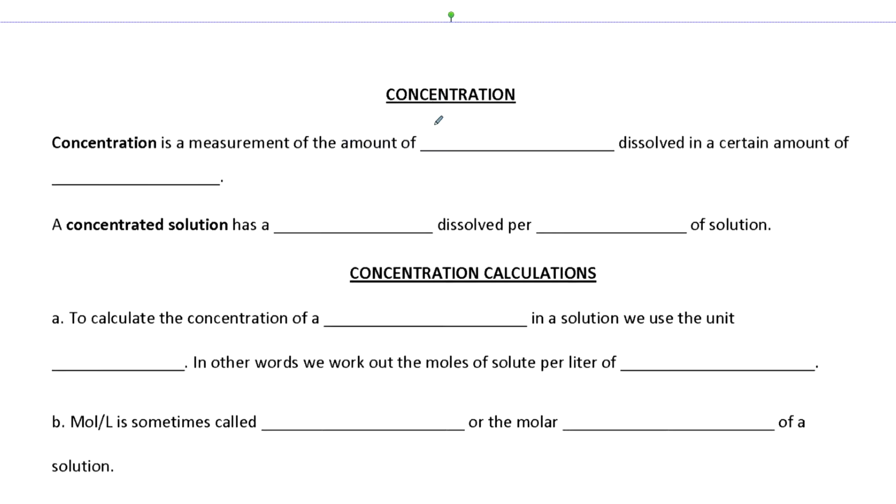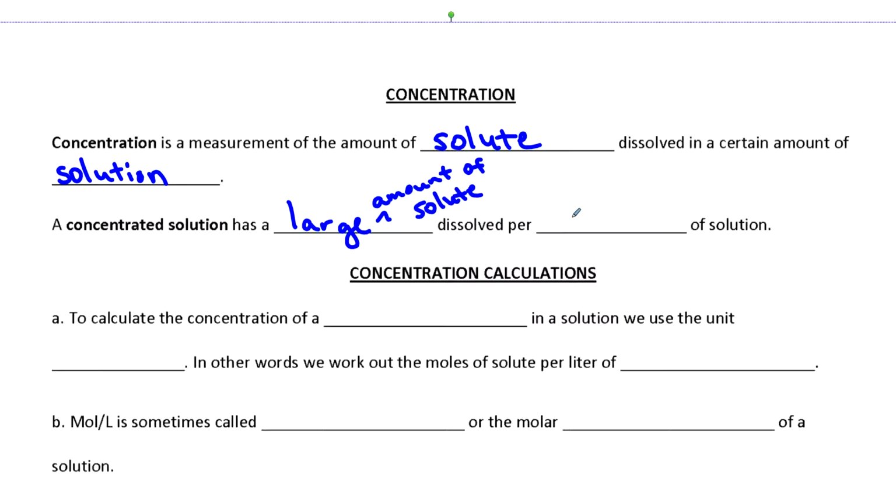So today we're going to learn how to calculate concentration. Concentration is a measure of the amount of solute, that's what's getting dissolved, in a certain amount of solution. A concentrated solution has a large amount of solute dissolved per liter of solution. If we're thinking about a salt water solution, a concentrated solution has lots of salt dissolved, whereas a weaker solution would have a small amount. Something with a low concentration has a small amount of solute dissolved per liter of solution.